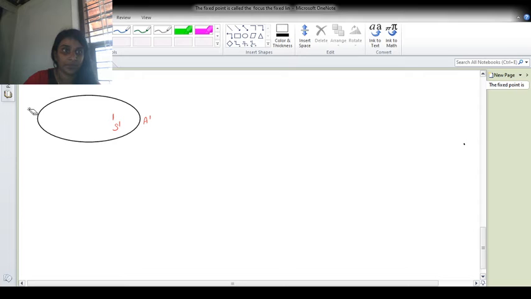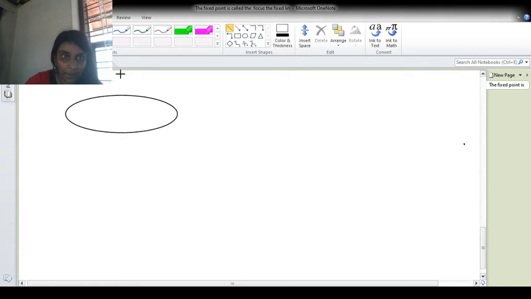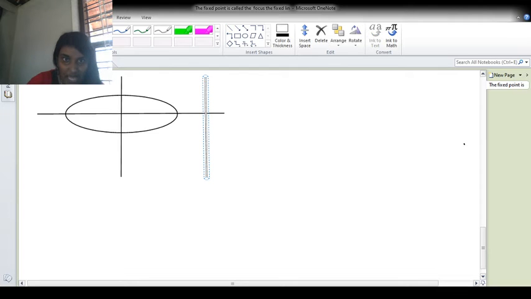So this is the ellipse. This is the major axis. This is the minor axis. These are the two fixed lines, the directrix. Minor axis, major axis, directrix.